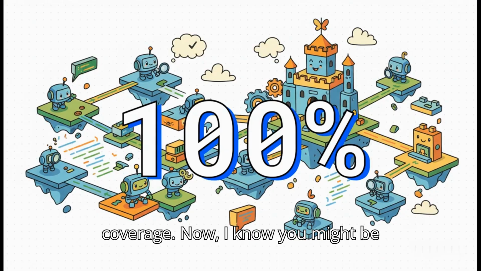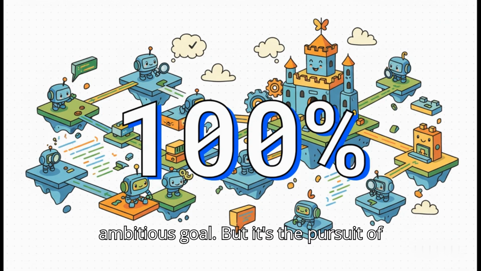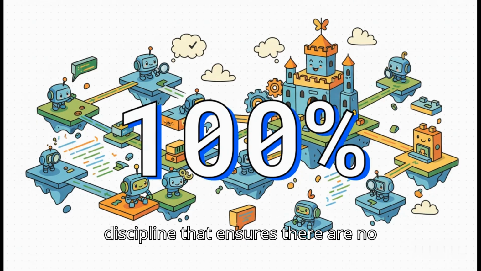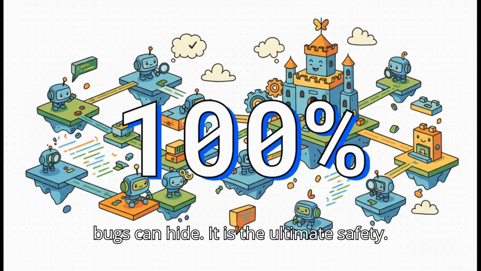Now, I know what you might be thinking. That's crazy. And yeah, it's an ambitious goal, but it's the pursuit of that goal that matters. It forces a kind of discipline that ensures there are no dark, untested corners in your app where bugs can hide. It is the ultimate safety.